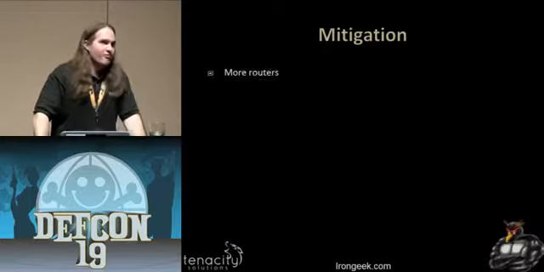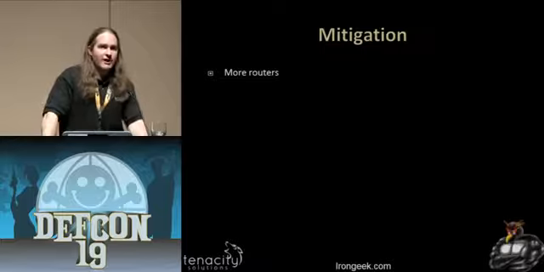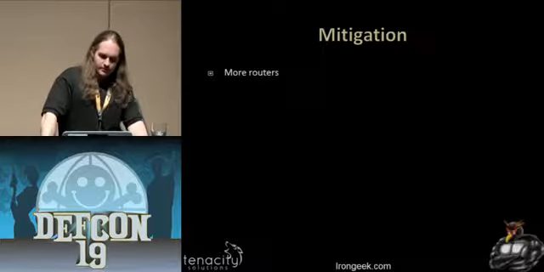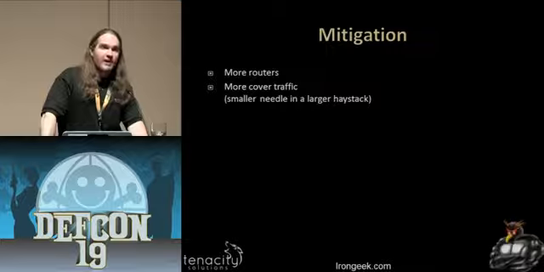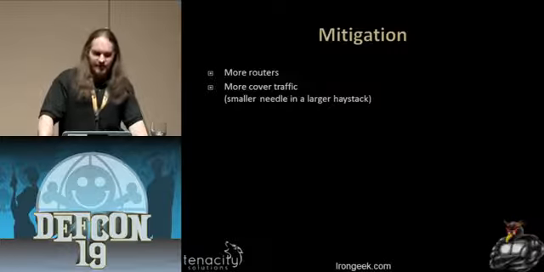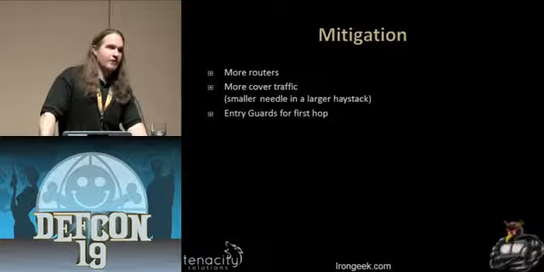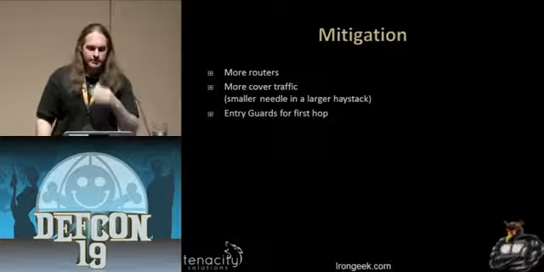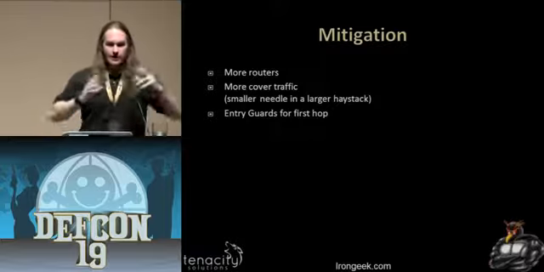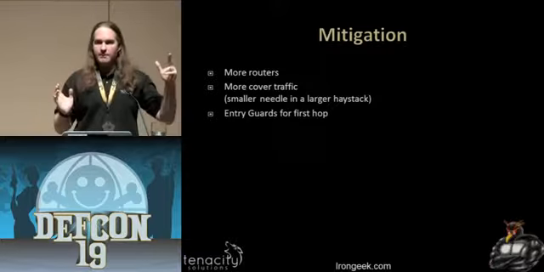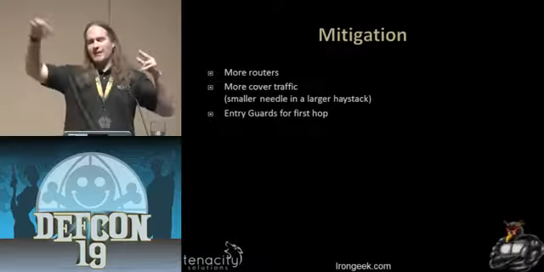Mitigation, of course, more routers help. The more routers you have, the more people you have to bounce through. More cover traffic will help, because the more other people out there talking, the more confusing it would be to an adversary trying to figure out who's talking to who. Entry guards may help, and entry guards is a concept that Tor uses where essentially you have a certain set of points that are always going to be your first hop, and then you might somewhat randomly choose from there on out.